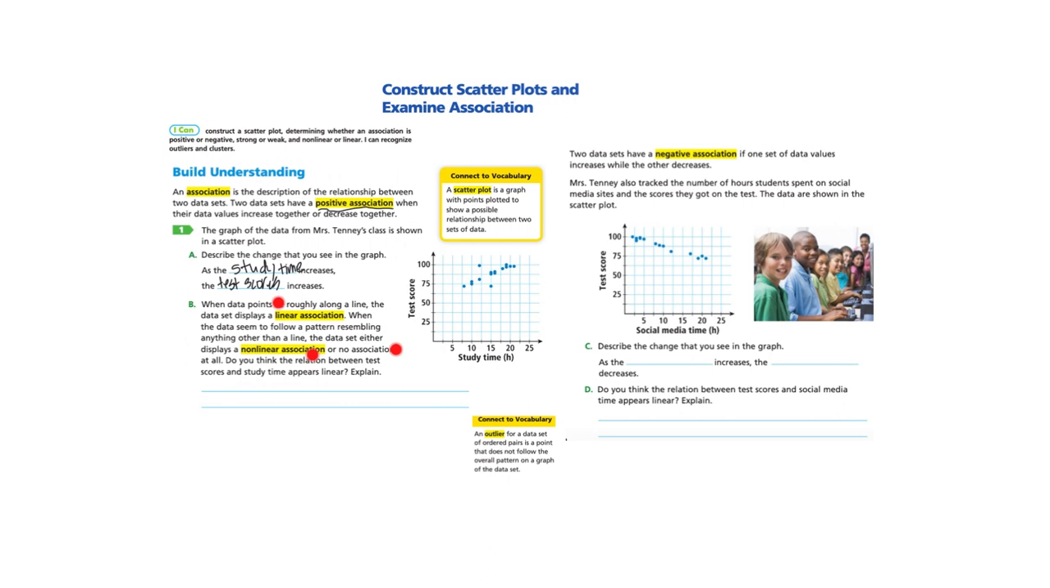Do you think the relationship between test scores and study time appears linear? So one thing you can do is you can kind of look at it and see, could I kind of draw a line through a lot of the points, or most of the points, are they kind of following a straight line? So in this case, you can see that there is a linear association. This does kind of follow a line. I mean, there are a couple points that are a little bit off of what you would consider the line to be, but yes, they do appear to be linear.